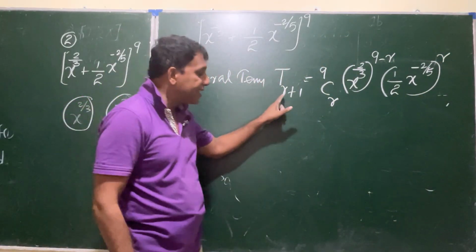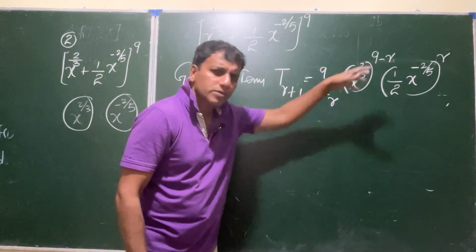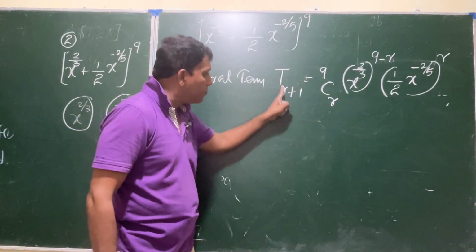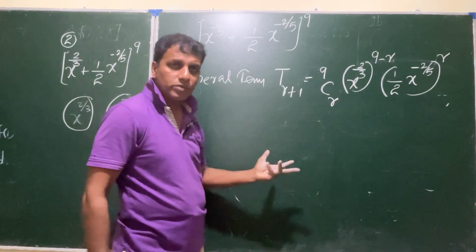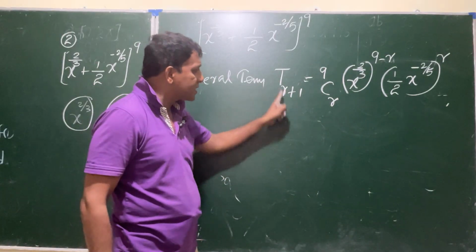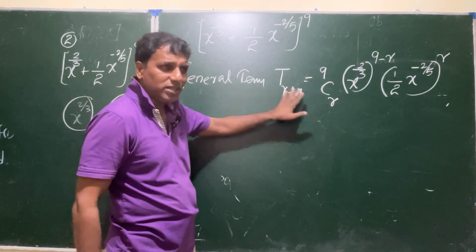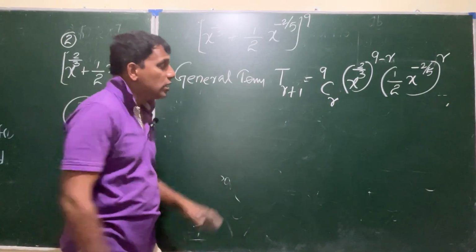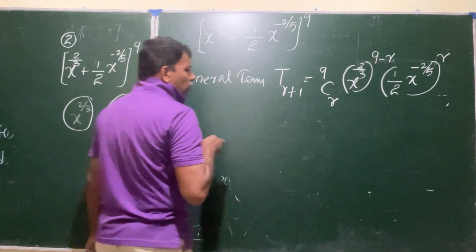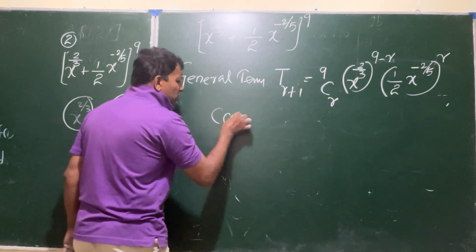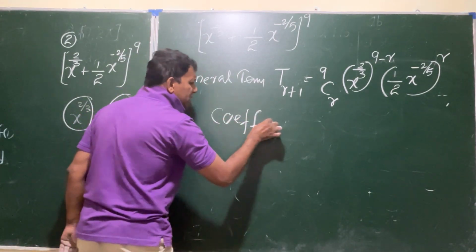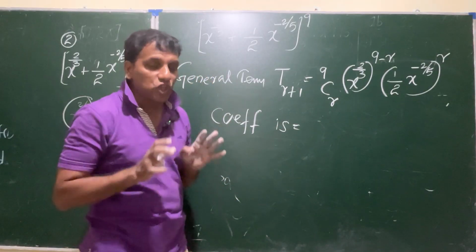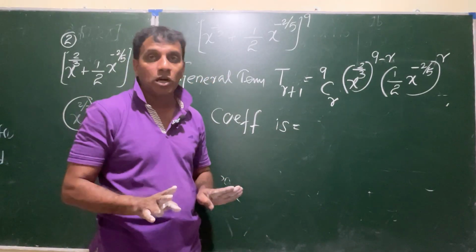This is the way we write the general pattern. If we want the sixth term, put r as 6. If you want the second term, put r as 1. If you want the first term, r is 0 actually here. First term T1 is the r plus 1 term, right? So write the coefficient now. What is the coefficient here? Coefficient means without x terms, right?